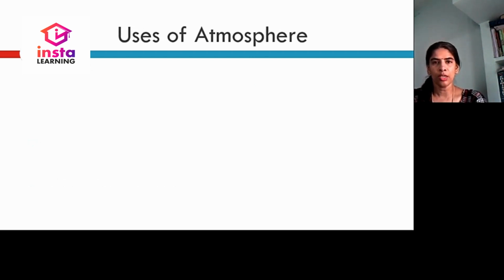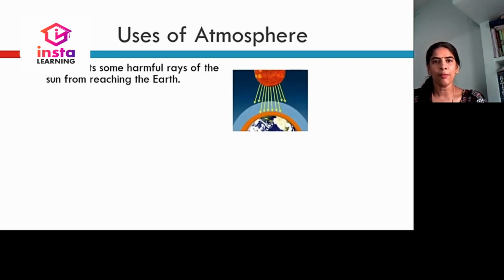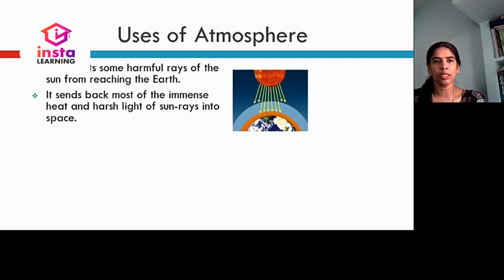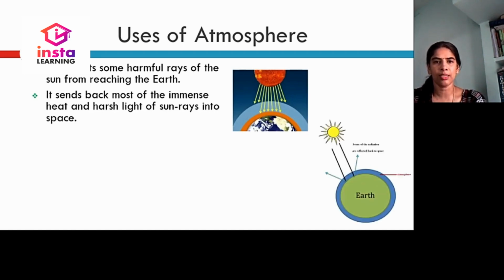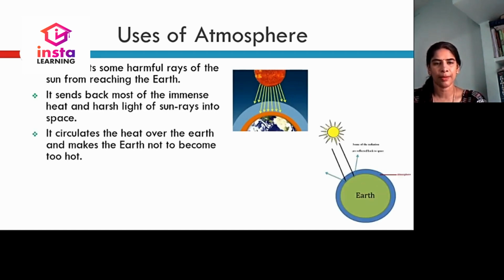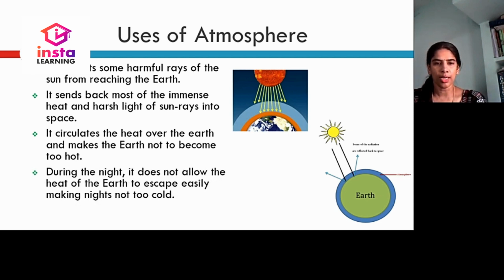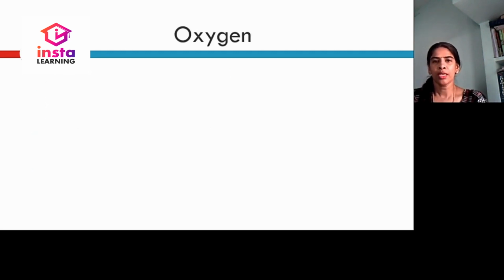Let us now discuss the uses of atmosphere. Atmosphere prevents some harmful rays of sun from reaching the Earth. It also sends back some of the immense heat and harsh light of sun rays into the space. It circulates the heat over the Earth and makes the Earth not become too hot. During the night, it does not allow the heat of the Earth to escape, and hence nights become not too cold for us.